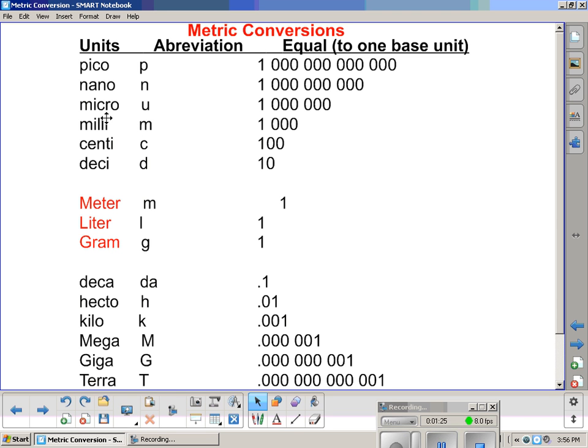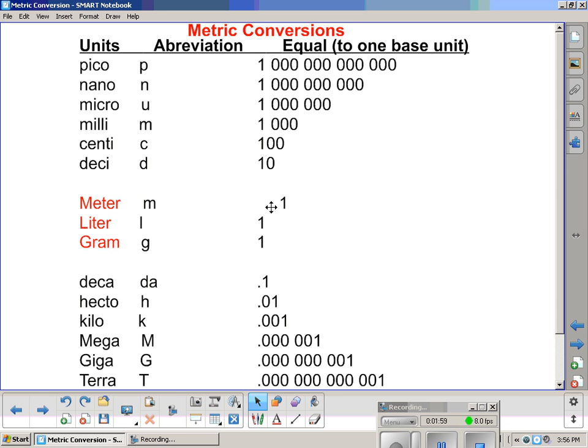Millimeters, or I keep using meters, but I could actually use any of these base units: millimeters, milliliters, milligrams, and that's the same for any of these prefixes. But milli becomes more commonly used and seen in society. Millimeters, there's 1,000 of these for every base unit, for every meter, or for every liter, or for every gram. Centimeters, again, you become familiar with these as they get bigger. Decimeters, there's 10 of these per meter.